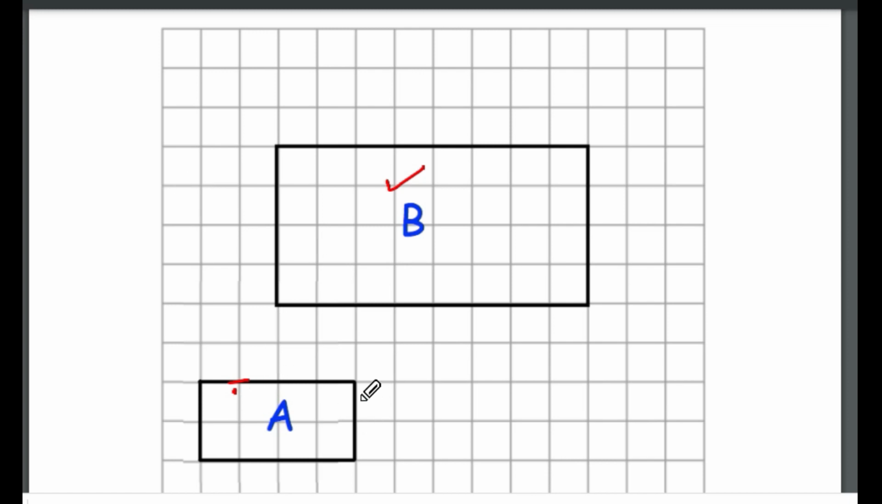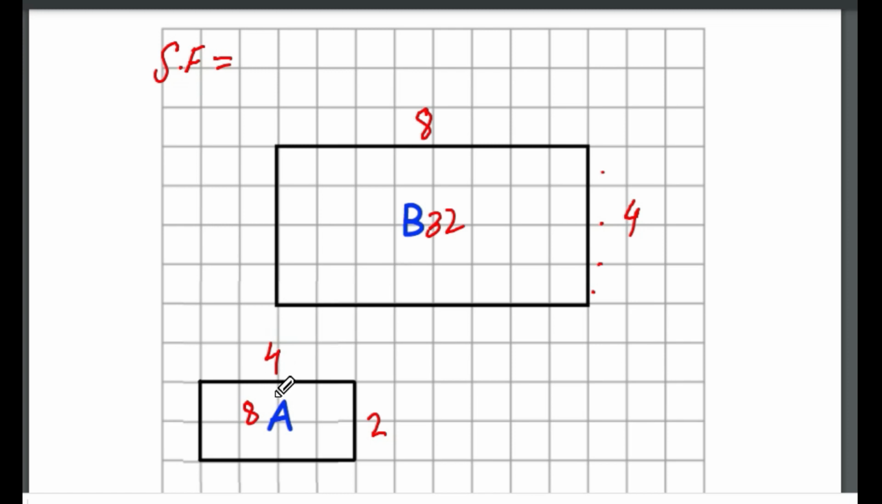How can you find the area? This is 1, 2, 1, 2, 3, 4. So you know that the area of the rectangle is 4 times 2, that is 8 centimeters squared. Here we have 1, 2, 3, 4 and 1, 2, 3, 4, 5, 6, 7, 8. So 4 times 8 is equal to 32 centimeters squared, right?